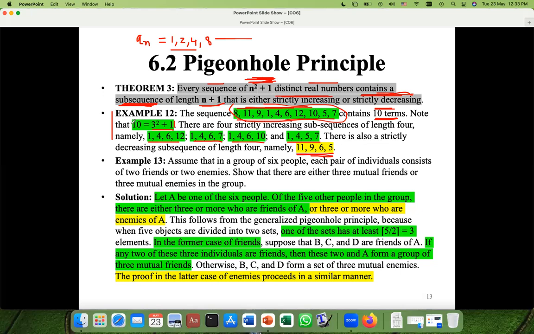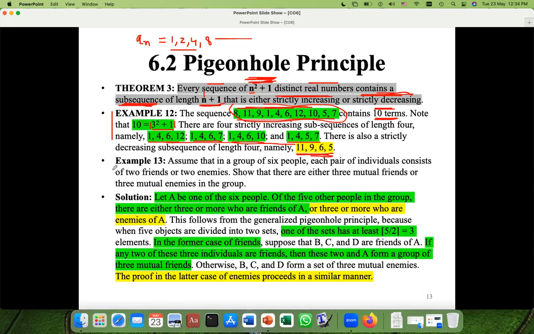And when we converted this 10 into 3 square plus 1, this is 3 square. So this 3 is taking the place of this n. Now my n is 3, and the subsequence length is 3 plus 1, which is 4. That's why I have taken these subsequences of length 4. We have not taken length 5 or 6 or whatever. We have taken according to that formula, nothing else.